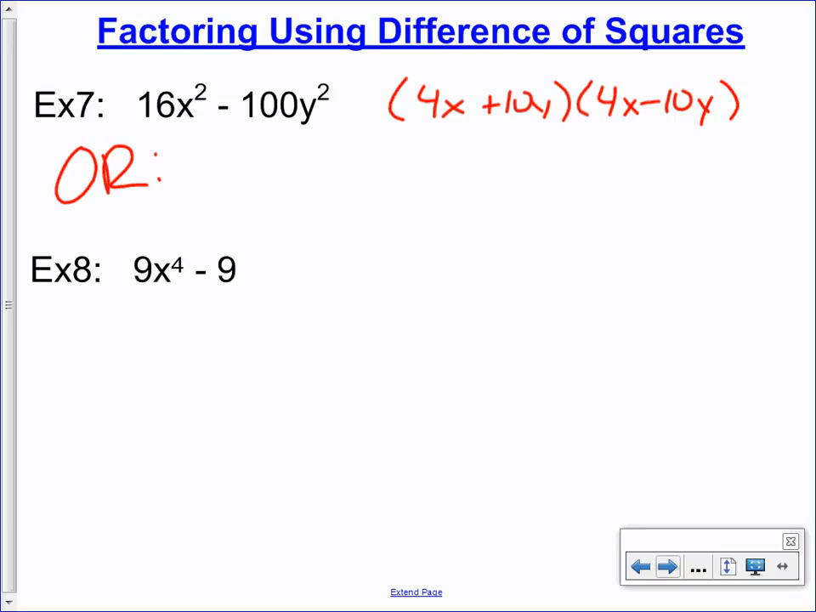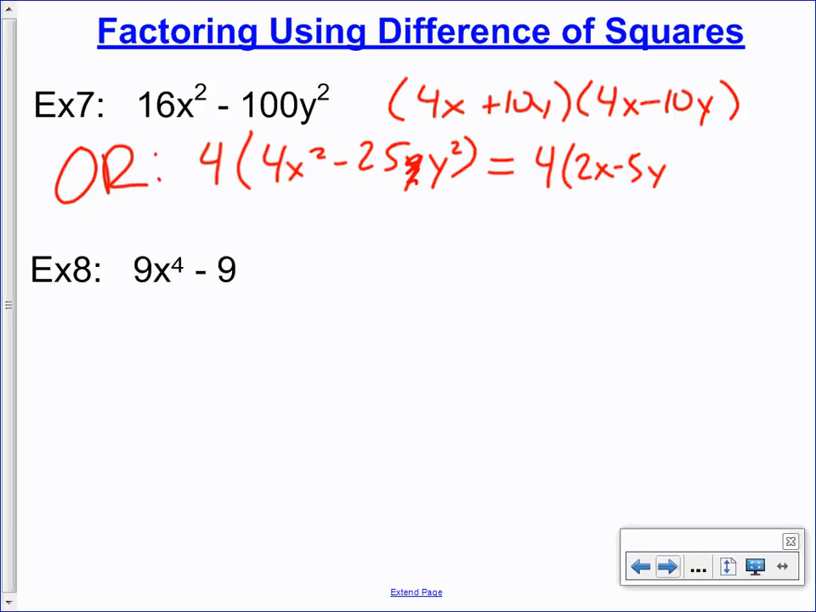Or you could pull out the GCF of 16 and 100. This is an equivalent answer. It's 4. 4 is the GCF. So we have 4 times 4x squared minus 25y squared, which factors as 4 times 2x plus 5y, 2x minus 5y. These two are the same answer. I will take either.